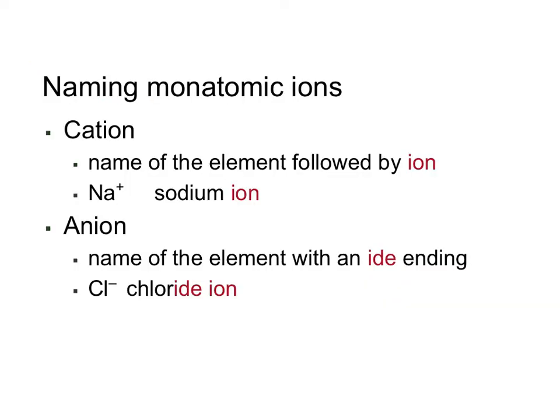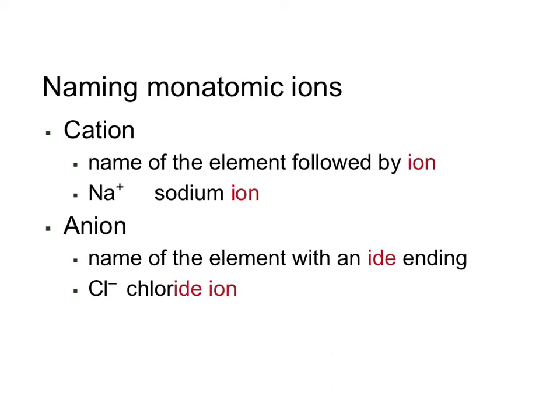Ions will have a slightly different name than the atoms from which they came. For positively charged cations, all we do is add the word ion at the end. And so Na+ will simply have the term sodium ion. We know that it is going to be a positively 1 charged ion because of what we discussed on the previous slide. Sodium is in group 1, and all of the group 1 metals will have a +1 charge.